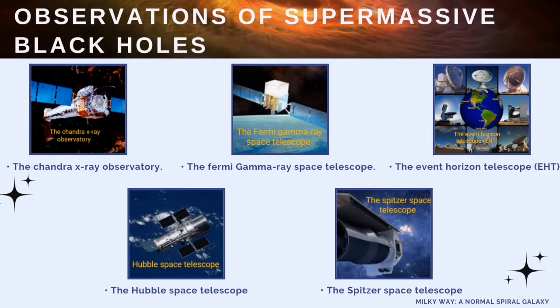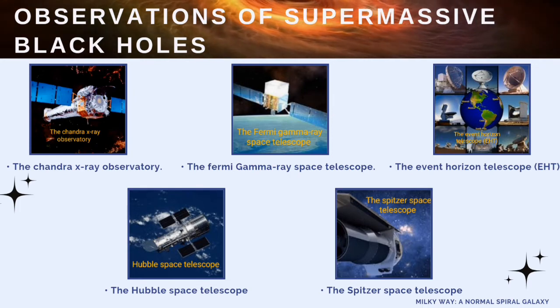Observation of supermassive black holes. The Chandra X-ray Observatory has detected more than 9,000 X-ray sources within the central region of the galaxy. These include frequent short-lived X-ray flares near Sagittarius A star.